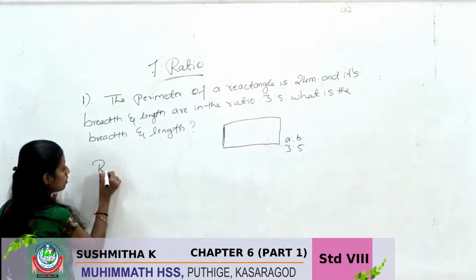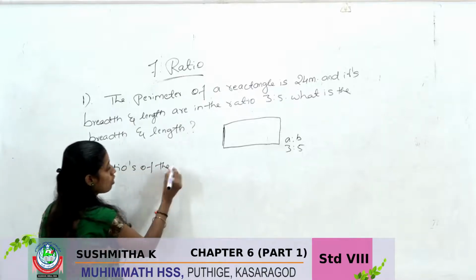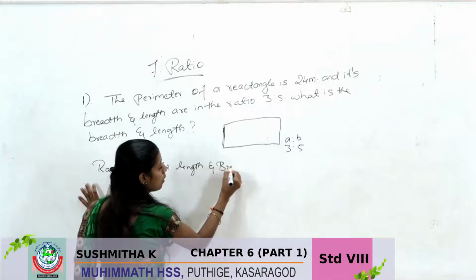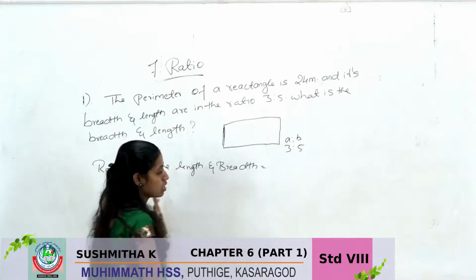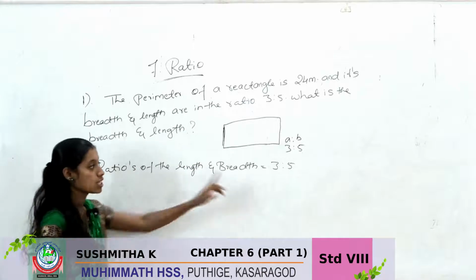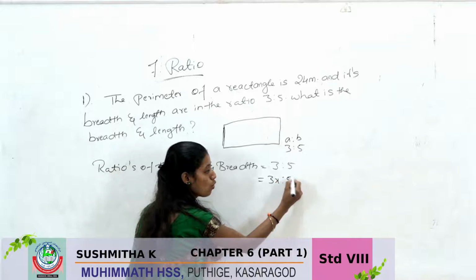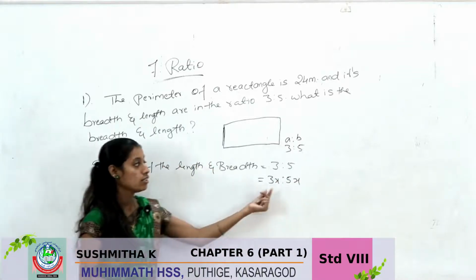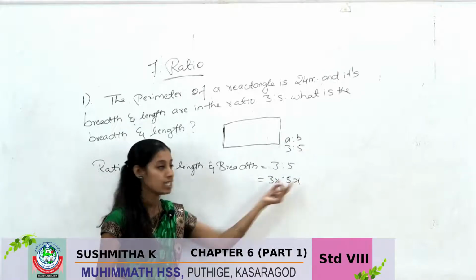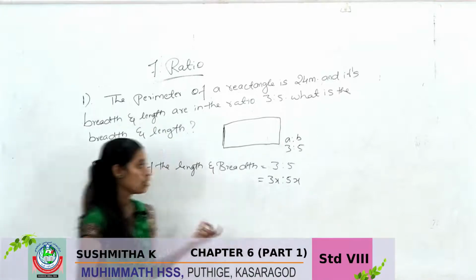So here the ratio of length and breadth is equal to 3:5. Ratios are given as 3:5. We should write it as 3x is to 5x. The quantity is A is to B, such that the number we should write as 3x is to 5x.